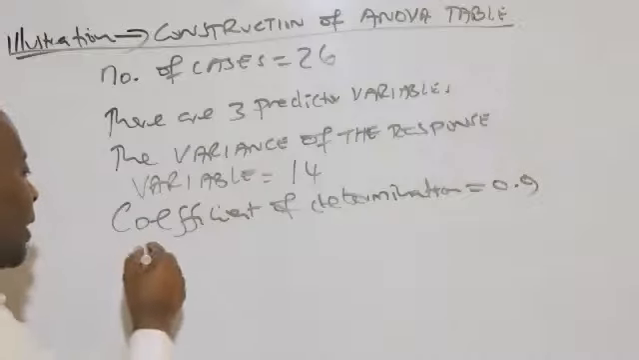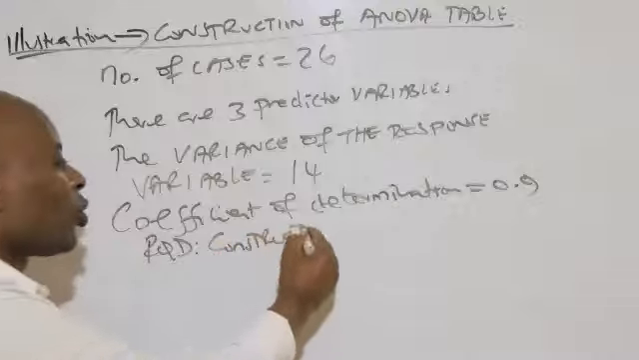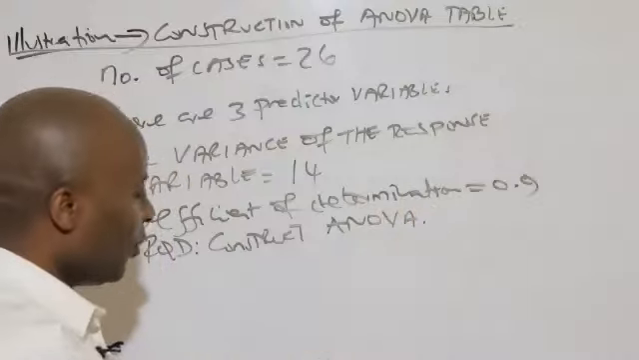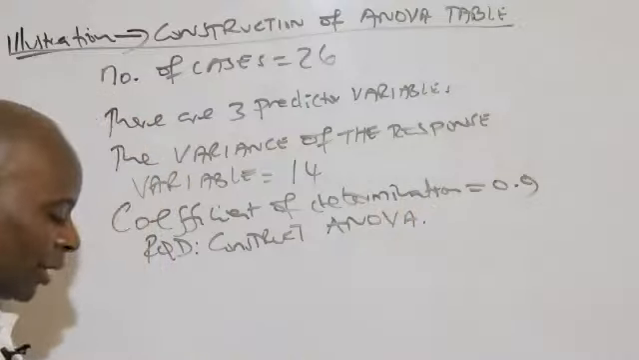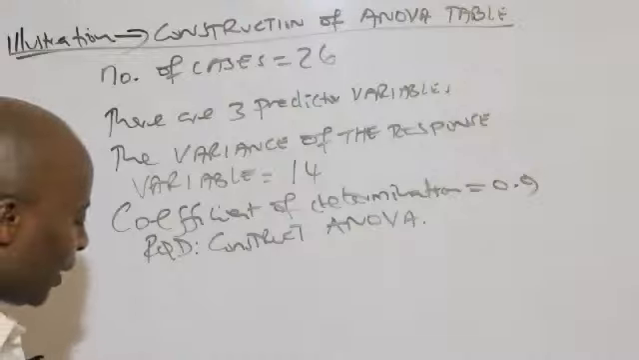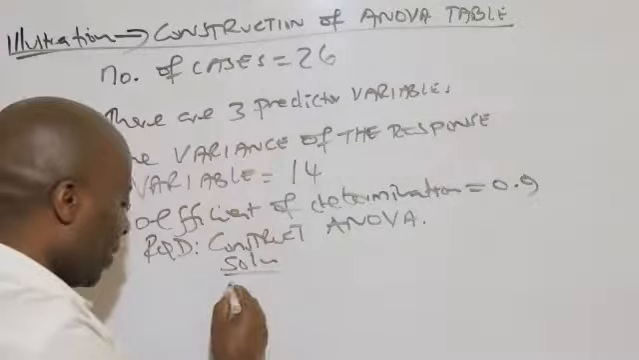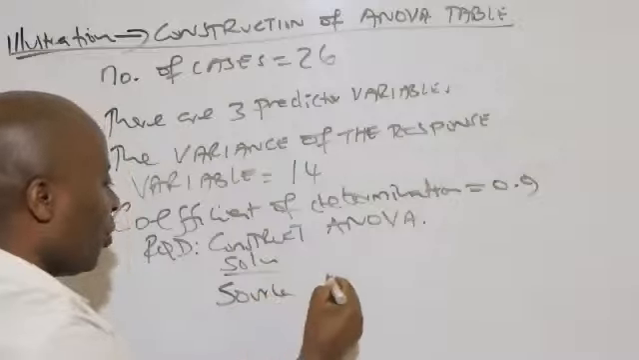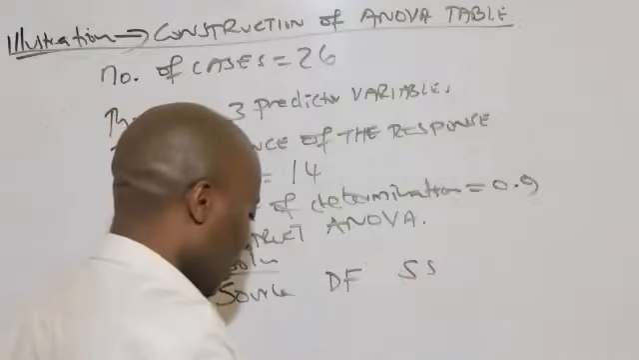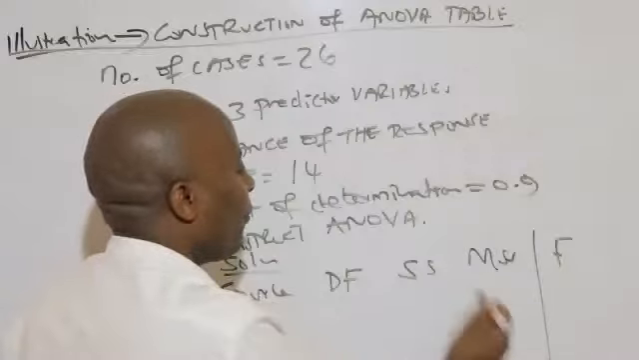So they want us to construct the ANOVA table. Remember, the ANOVA table solution must be like this. So we have the source, we have degrees of freedom, we have sum of squares, we have mean sum of squares, and then we have got F.